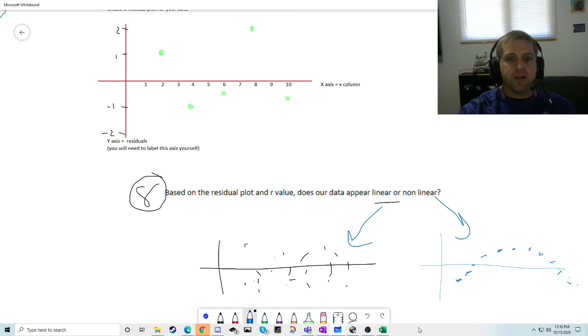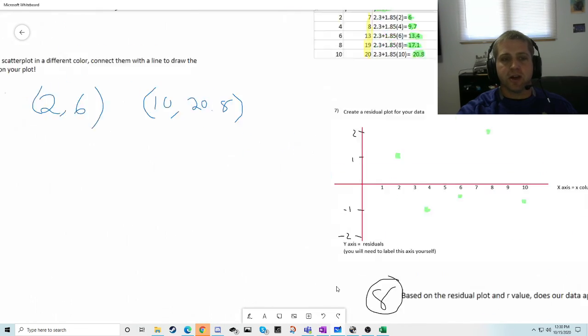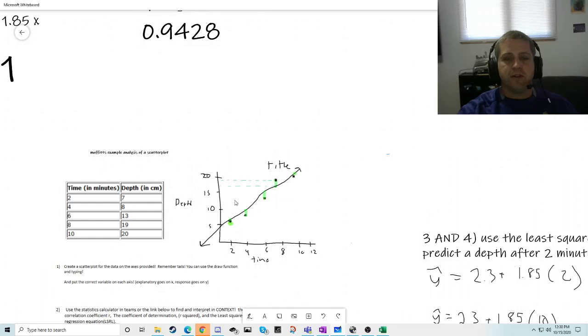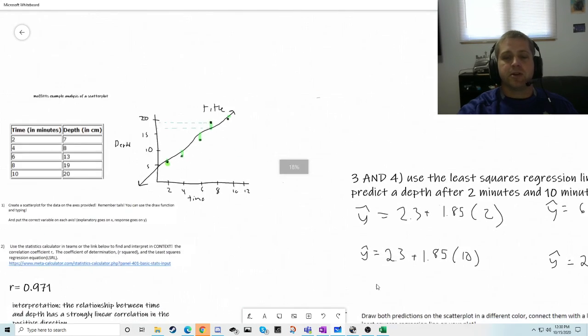Like an actual line is curvy, but sometimes looking at the actual scatter plot can be tough to tell. If I look at that, it's hard for me to tell if it's curving or not sometimes, if the points are close enough. So we look at a residual plot to see that.